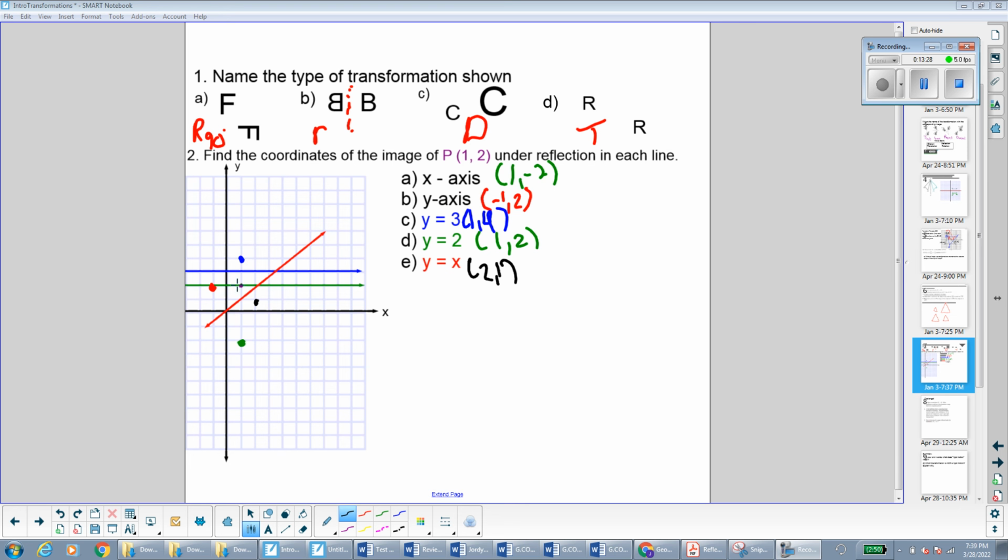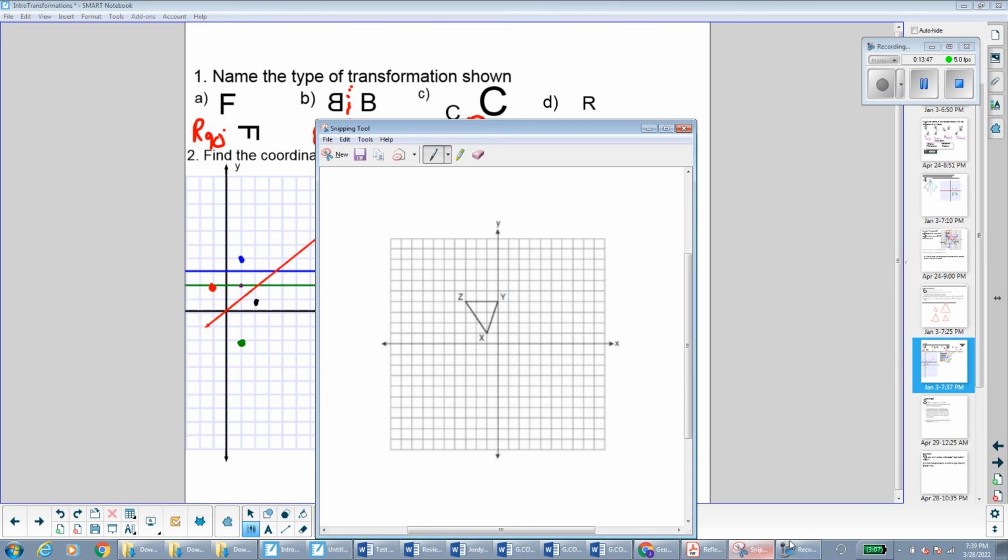If we're reflecting over y equals 2, the green line, well, it's already on that line, so the reflection will be in exactly the same spot. And finally, if we're reflecting over the red line, y equals x, it's like 1 diagonal space from the line, so we want to move it 1 diagonal space to the other side of the line, to the point (2, 1).